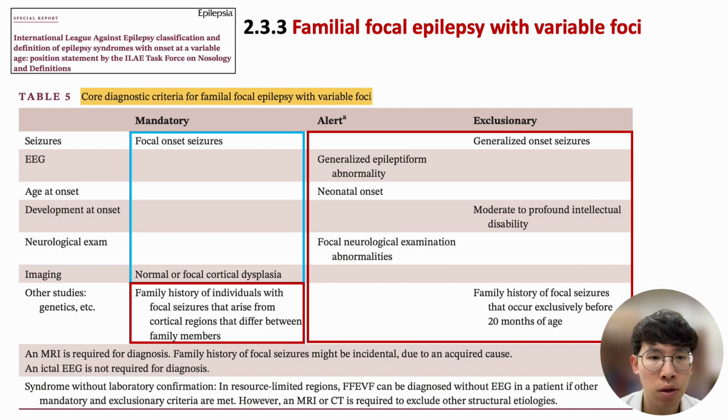Another syndrome we should consider in this family is the syndrome of familial focal epilepsy with variable foci, or FFEVF. This syndrome can also be caused by mutation in the GATOR complex. We can see that our patient and his son generally fulfill these criteria, and they do not have any alerts or exclusionary criteria.